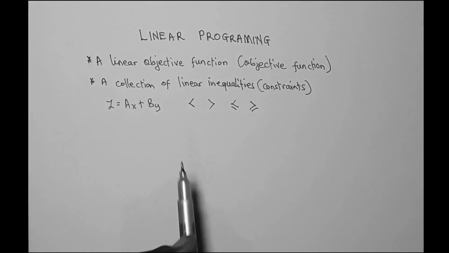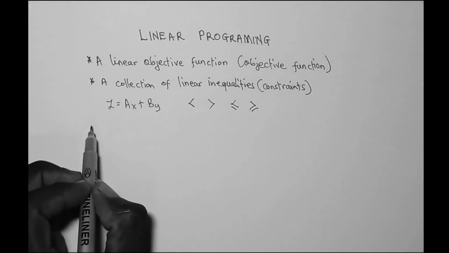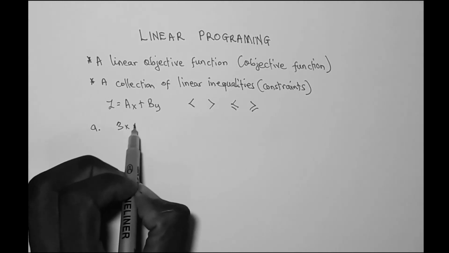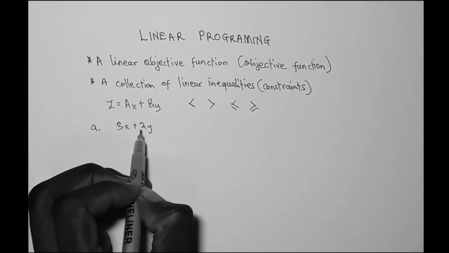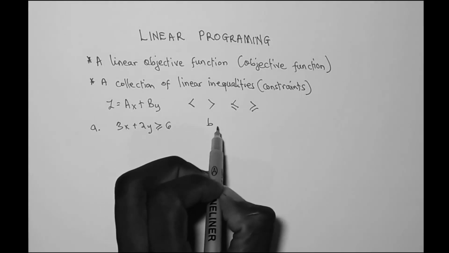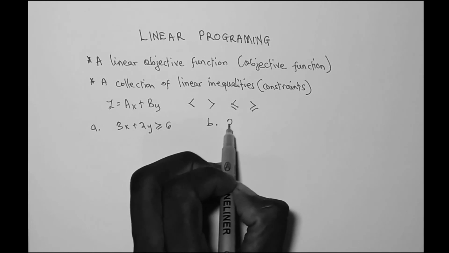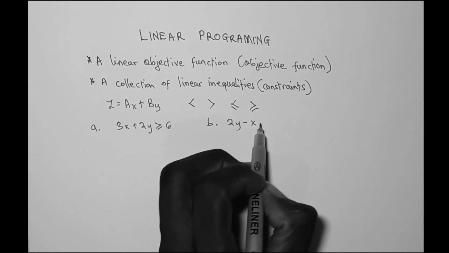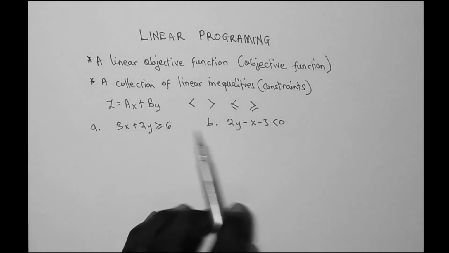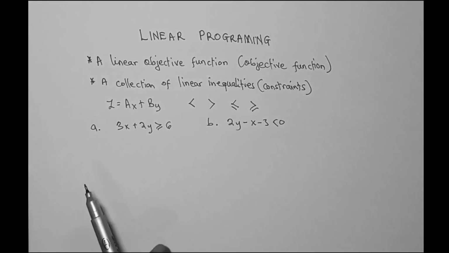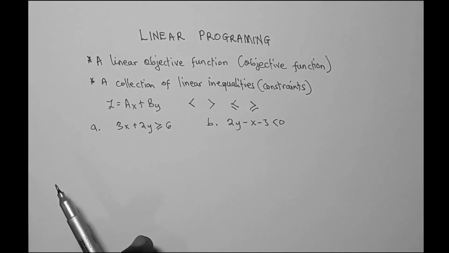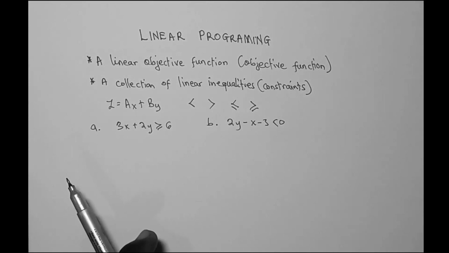So let us graph the following constraints. For example, if we have A given as 3x plus 2y greater or equal to 6, and then we have B which is given as 2y minus x minus 3 less than 0. How will these constraints look on the graph? So let us graph these constraints and then find a feasible point.